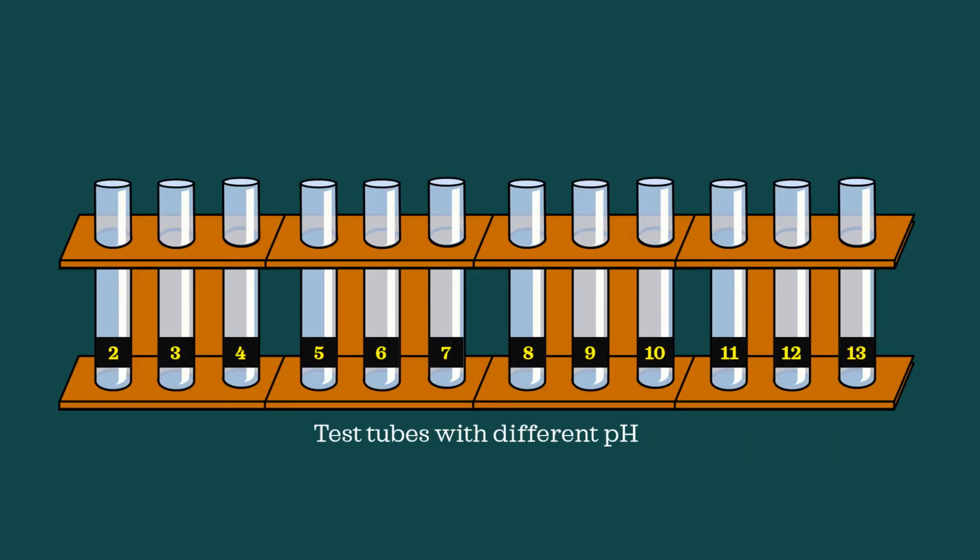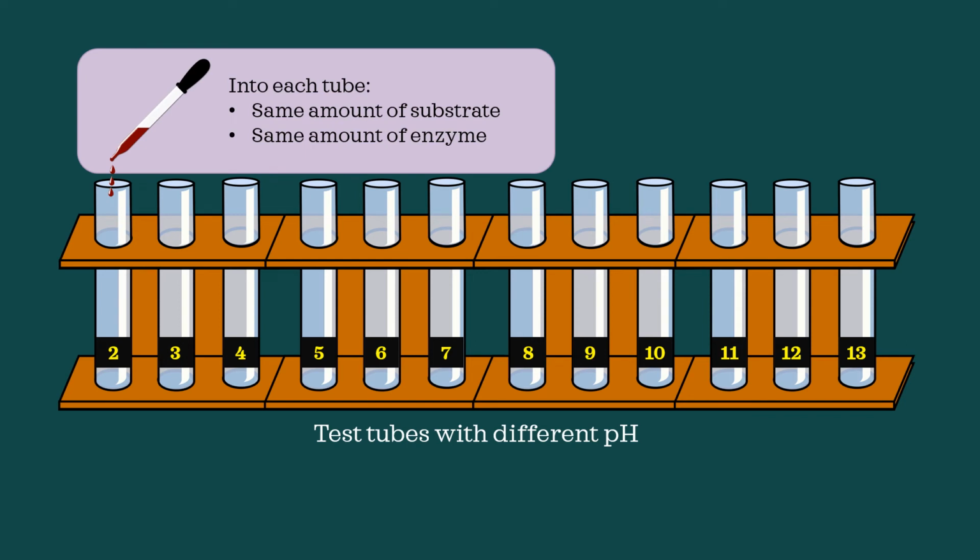Our experiment is going to test which pH is best for our hypothetical enzyme. So here I've set up multiple test tubes, each with a different pH running from 2, which is very acidic, to 13, which is very basic. I'm going to treat everything else about these test tubes identically. So into each test tube, I'm going to put the same amount of substrate and the same amount of enzyme.